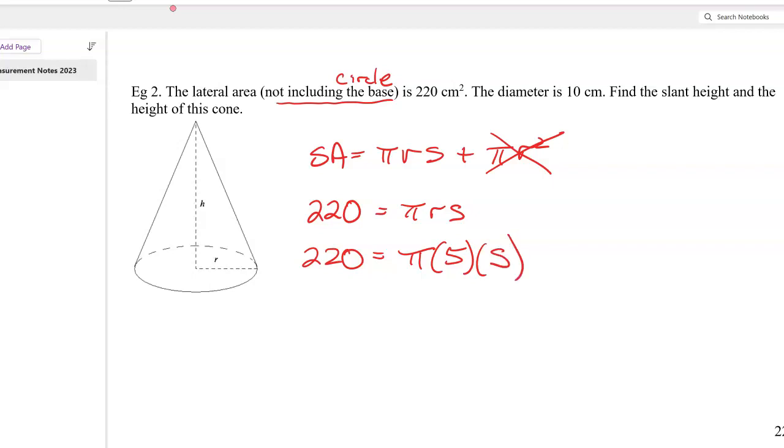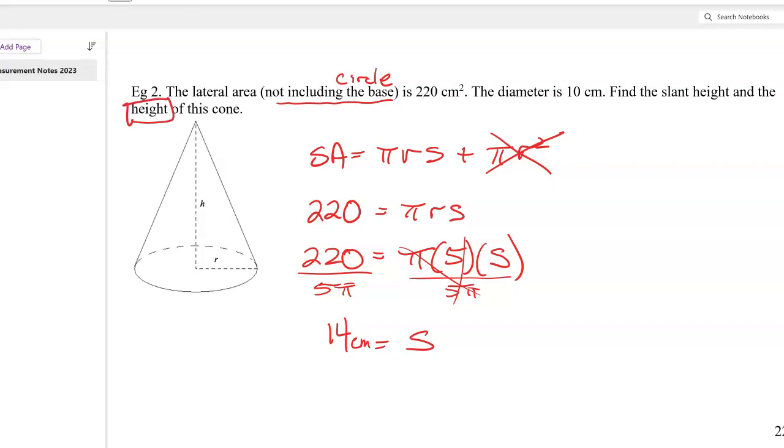So how do I find s, the slant height? Well, this is just some algebra. If I divide both sides by 5 pi, it's going to cancel this out. So I divide this by 5 pi, and so the slant height will be 14 centimeters. Now it asks you also to find the height.